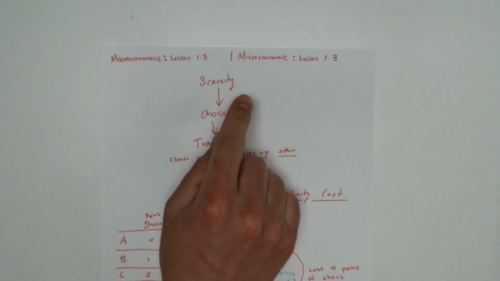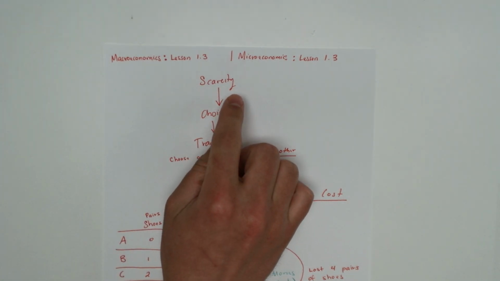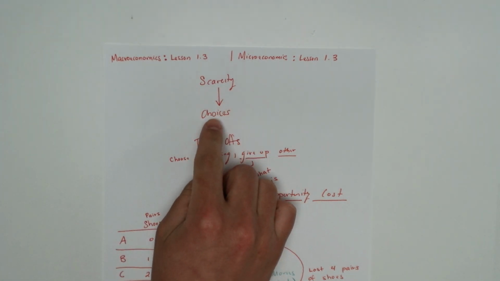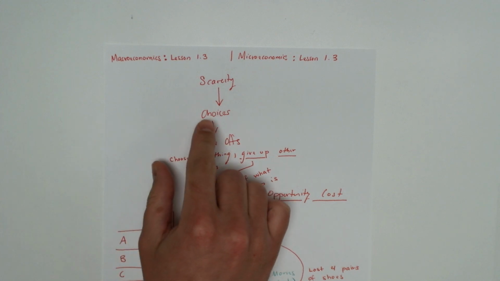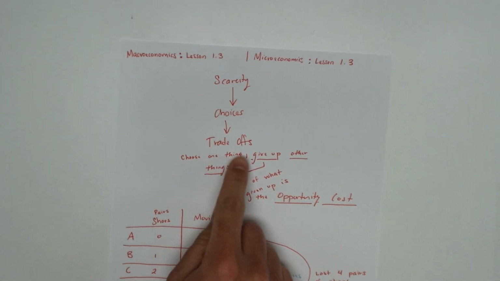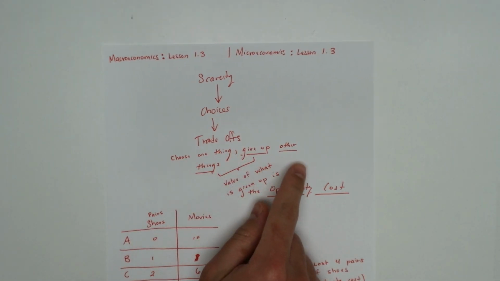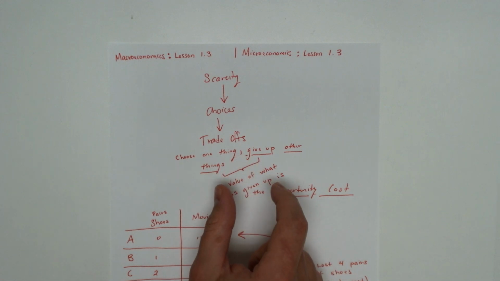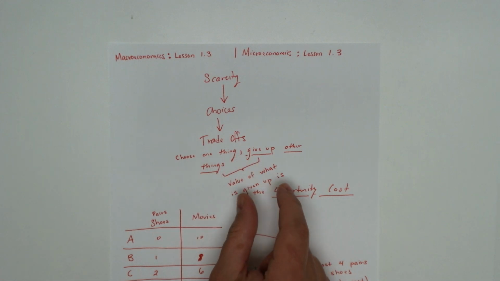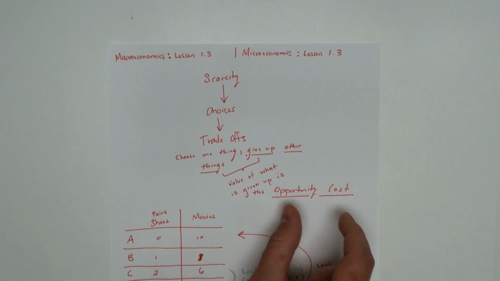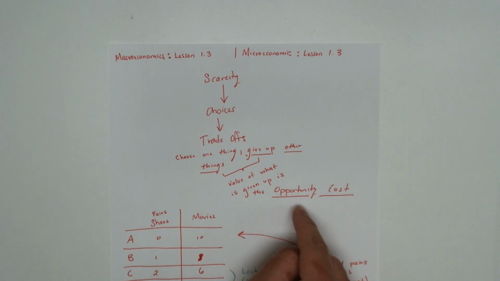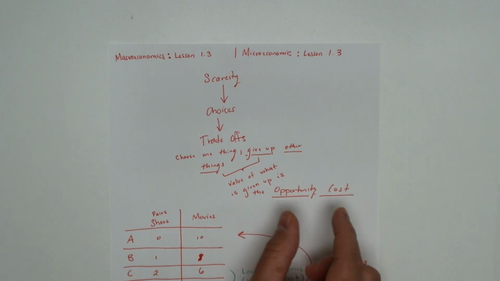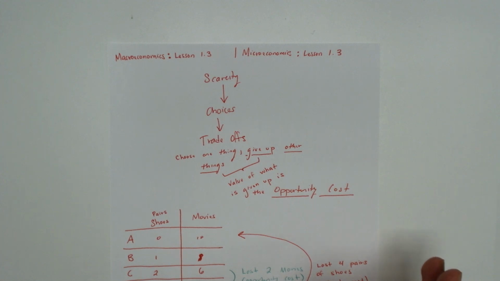We talked before about the concept of scarcity and how that forces us to make choices. When we make a choice, we get some things and we also lose some things. So the trade offs are the things that we have to give up by making our choice. And the specific value of what we are giving up, that's called our opportunity cost. This is the opportunity that we're losing by picking something else, basically.